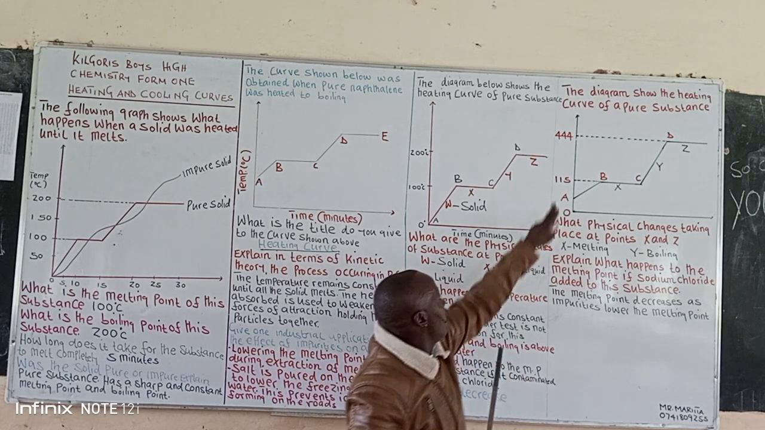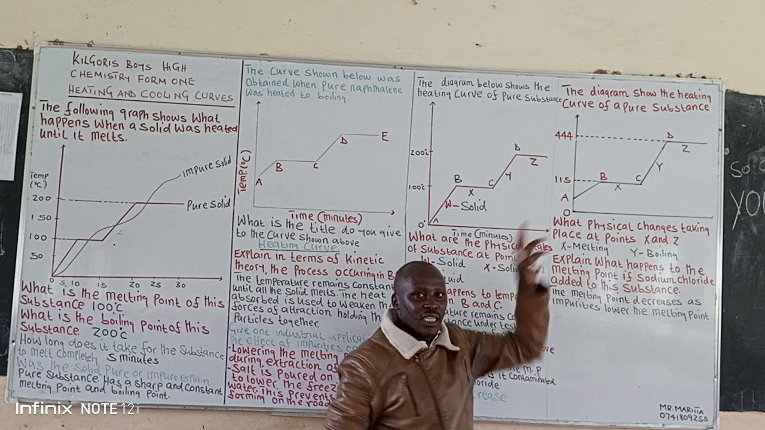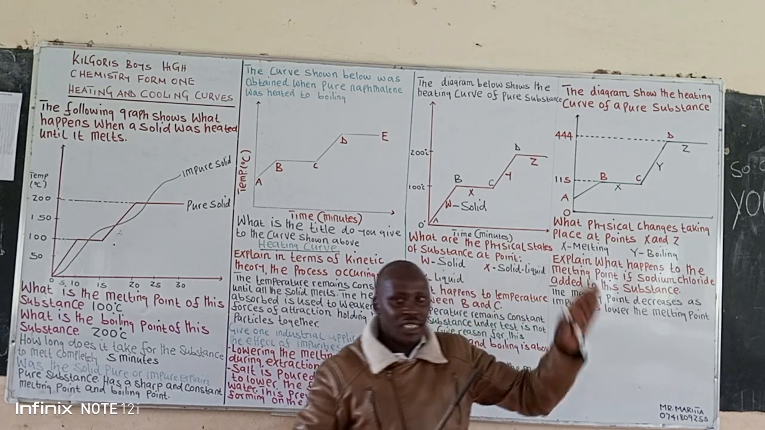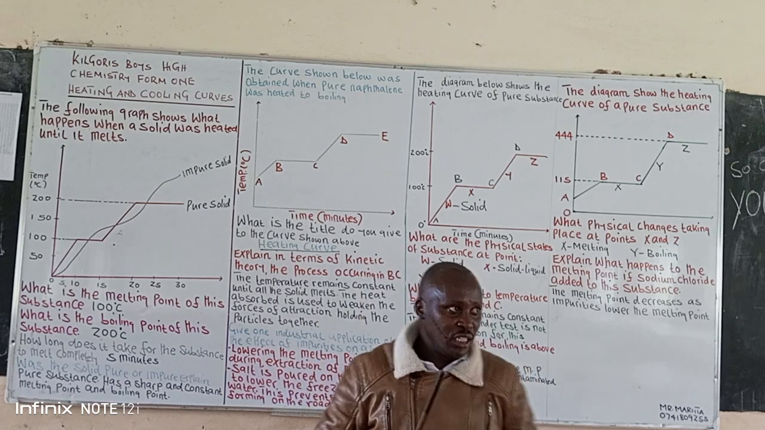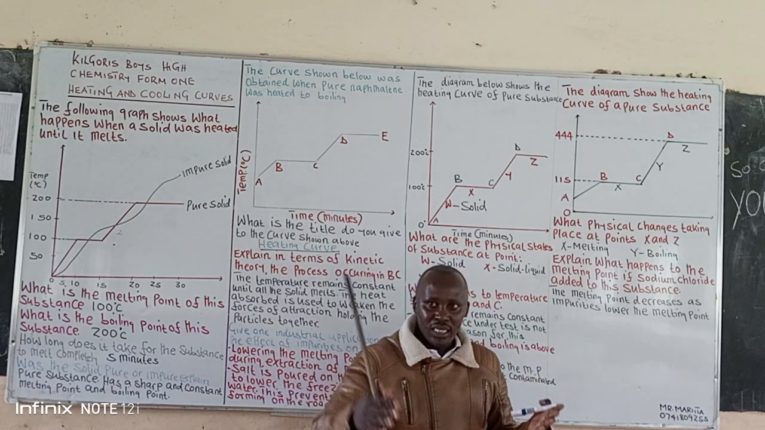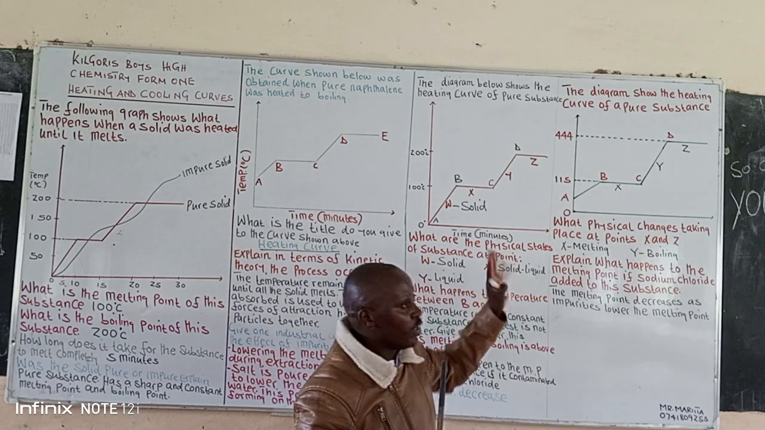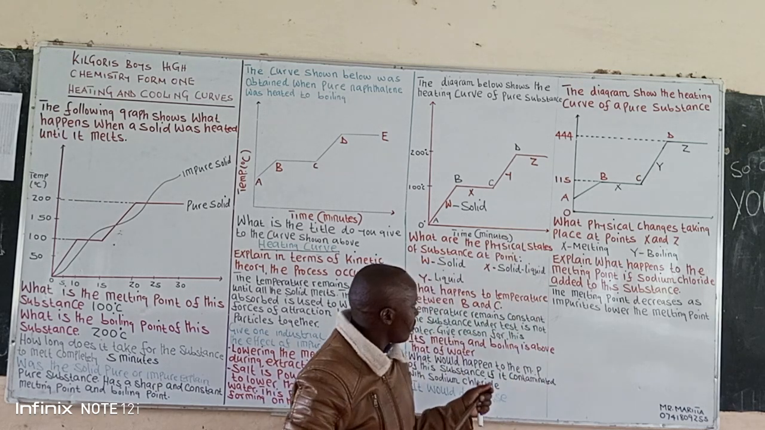Why? Because the melting point of this substance is 115 degrees and it boils at a temperature of 444 degrees. So you can see the melting point and the boiling point of this substance are above those of water, therefore it cannot be water at all.